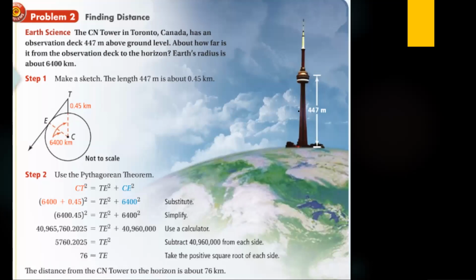Here in this problem, the CN Tower in Toronto, Canada has an observation deck 447 meters above ground level. So here we have an earth, and above the earth, 447 meters, we have a tower. Now, about how far is it from the observation deck to the horizon? Earth radius is about 6,400 kilometers.